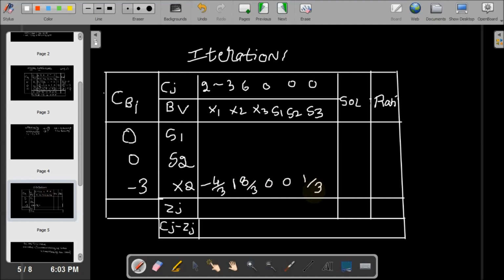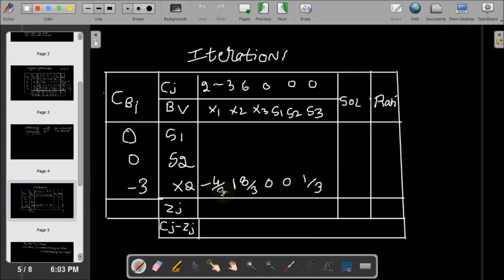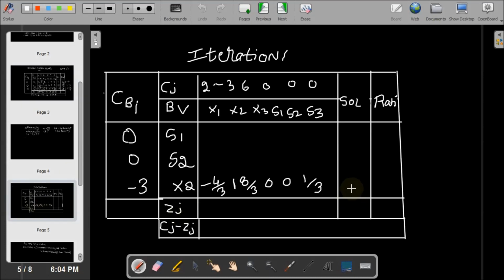Getting, guys? So how did I do that? I divided all the elements with the key element. So -4 by 3, 1, 8 by 3, 0, 0, 1 by 3. These are the new values for x2. In the same way, what is the solution value? Solution is 10, so 10 by 3. The solution value will become 10 by 3.